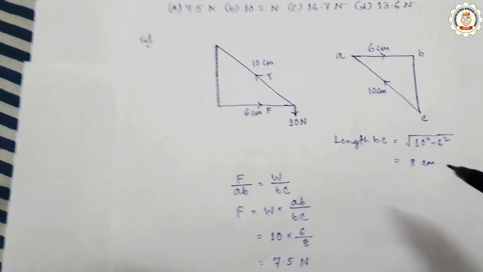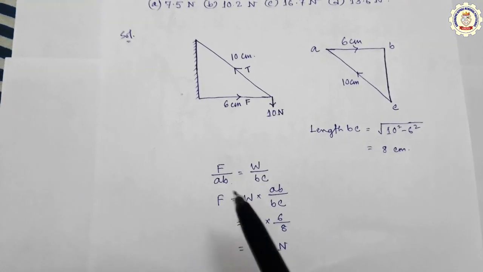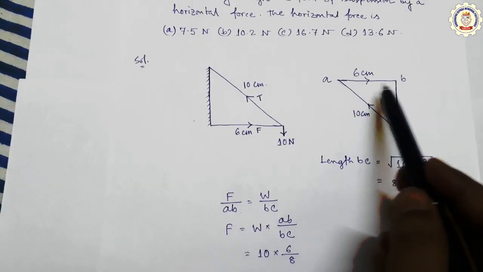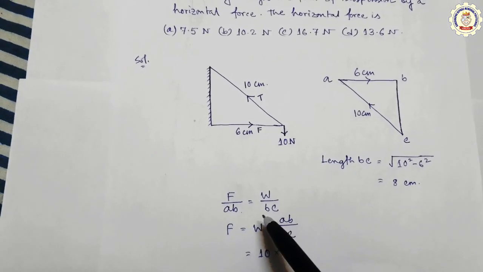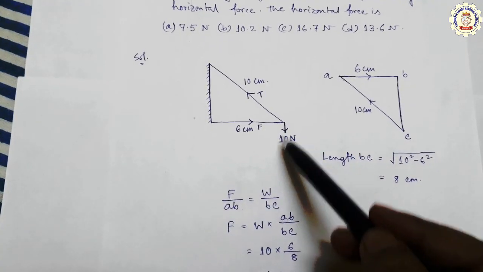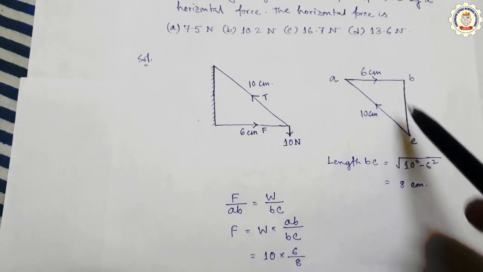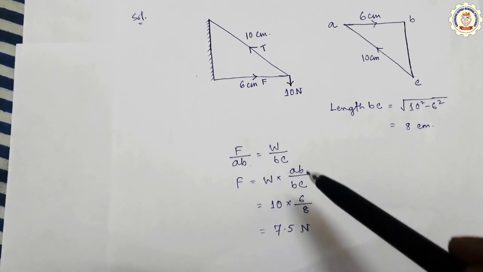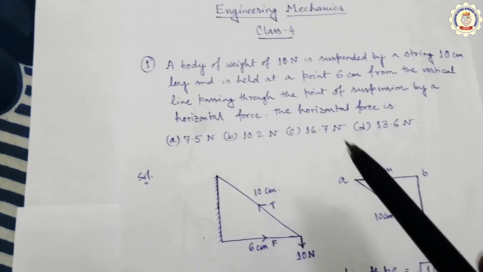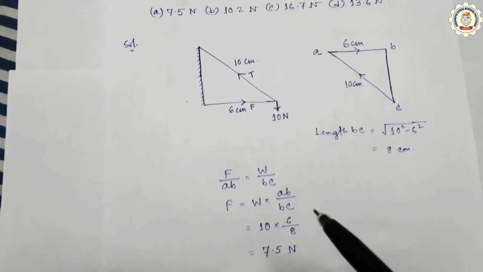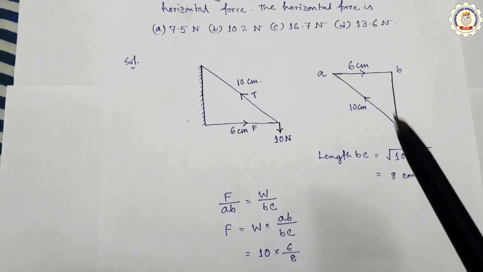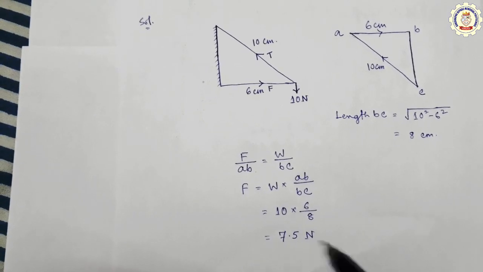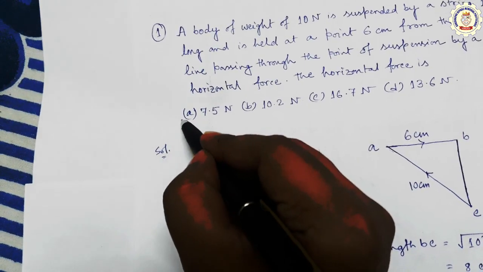Okay, next, from this problem we can write that F by AB equals W by BC, that is W. So this is the W, you can assume this is W, so W by BC. So F by AB equals W by BC, F equals W into AB by BC. The value of W is 10 Newton, the value of AB is 6, and the value of BC is 8 centimeter, so 7.5 Newton. So the answer is 7.5 Newton.